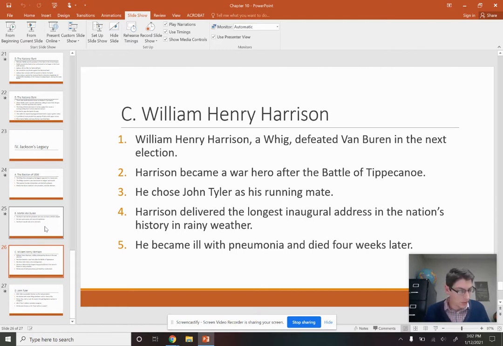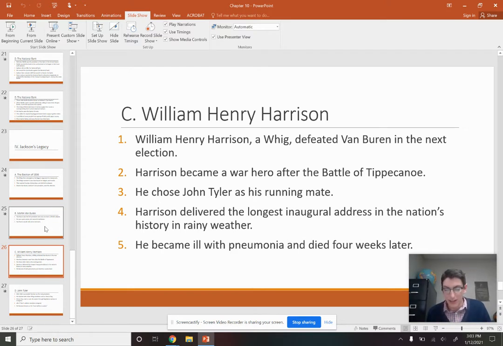However, things would not last for William Henry Harrison. He ended up delivering the longest inaugural address in the nation's history. Now, delivering the nation's longest inaugural address in good weather is one thing. But when you deliver it in rainy weather, standing out in the cold Washington, D.C. weather with rain, you have a chance to catch pneumonia. And that is exactly what happened. He became ill with pneumonia and died 4 weeks after taking office. Now, due to the law of succession, that means that the presidency went to John Tyler.